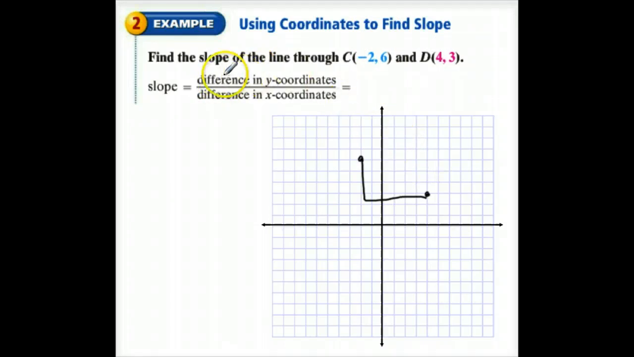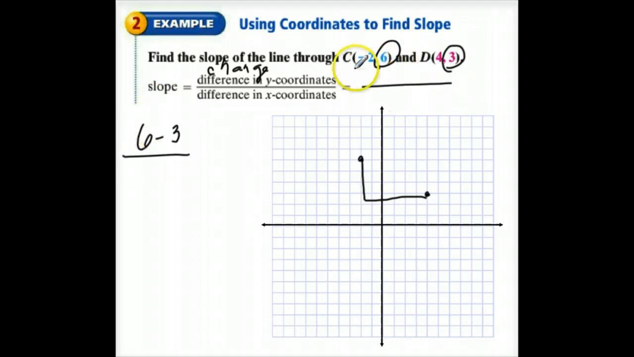In your notes, make sure you have slope equals the difference or change in the y coordinates over the change in the x. That means we're going to subtract the y's over subtract the x's. So here's my y's, 6 and 3. I'm going to subtract them. And here's my x's. Do it in the same order. We started with 6 and then 3. So we're starting with negative 2, subtract 4.